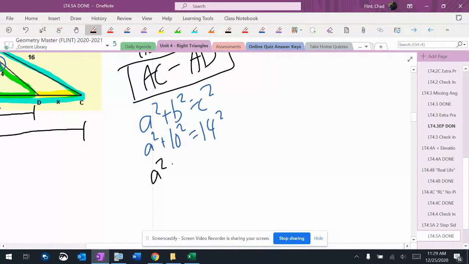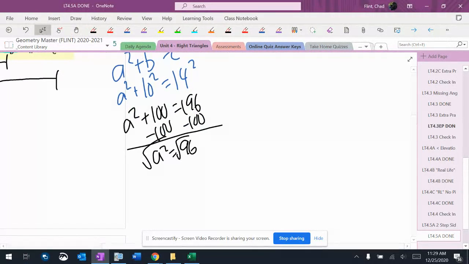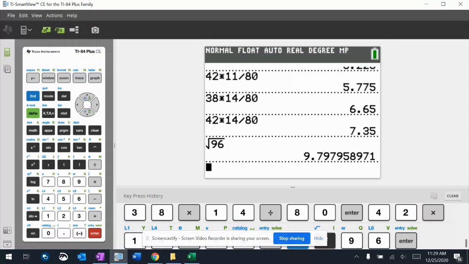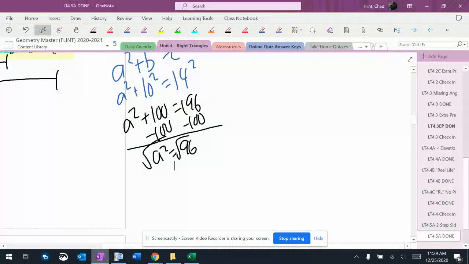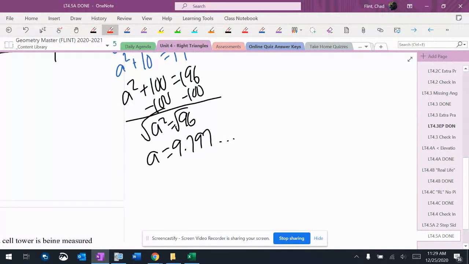So I'm going to get A squared plus 100 equals 196, minus 100, and I'll get A squared equals 96. Take the square root, and I get 9.797. So A equals 9.797. And that is side AD. So I took that side, taken care of.